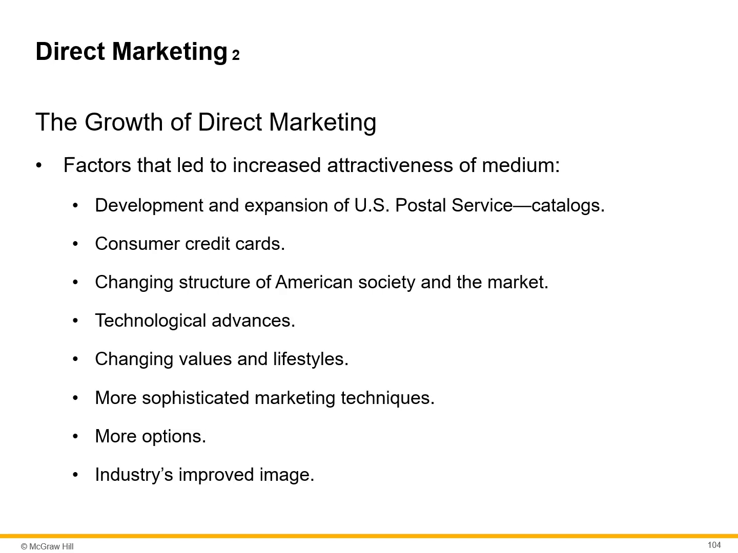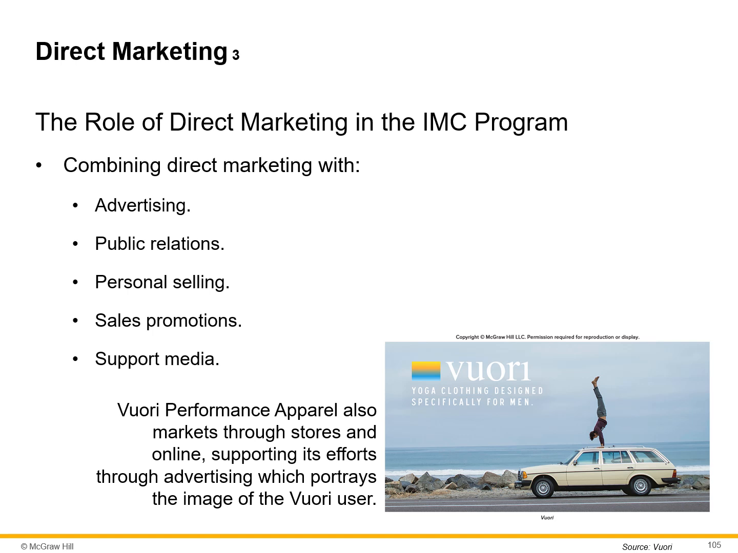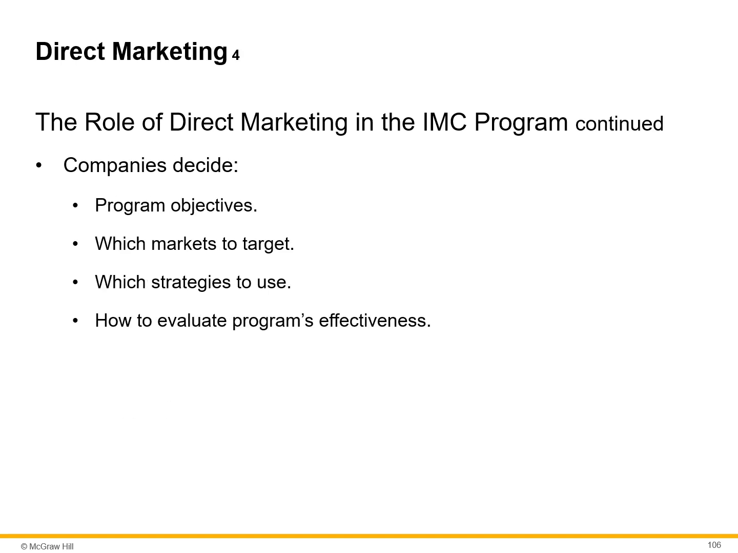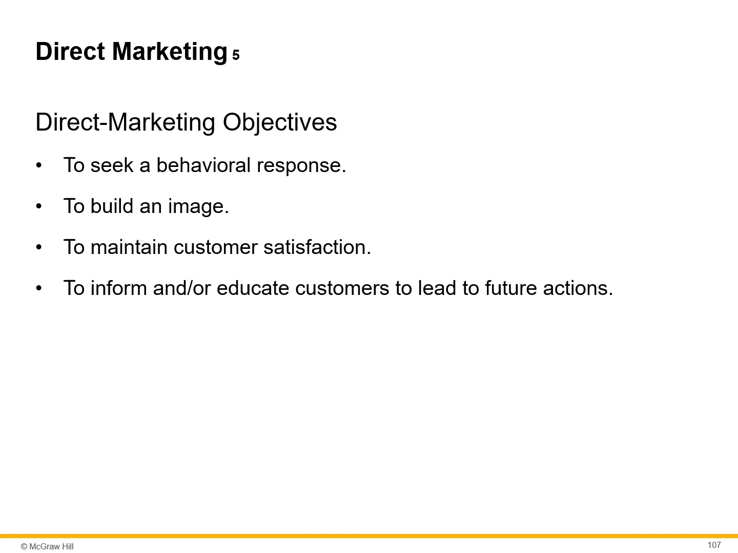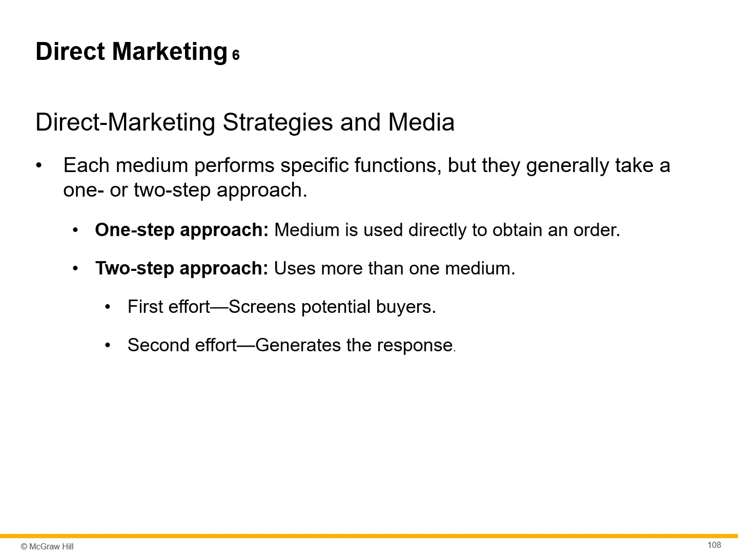Reason for the growth of direct marketing. And in the AMC program, you use direct marketing. You can use a one-step approach or a two-step approach in direct marketing. In the one-step approach, the medium is used directly to obtain an order. In the two-step approach, you use more than one medium. Your first effort screens potential buyers. Second effort, generate the response.